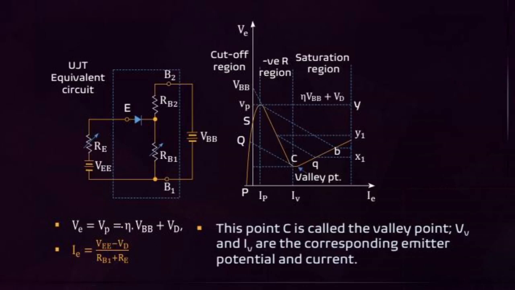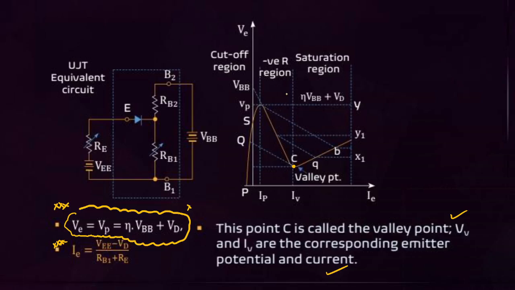Then what is the peak voltage formula? Peak voltage equals eta VBB plus VD. This point C is called the valley point, where VV is the valley voltage and IV is the valley current, corresponding to emitter potential and current. This is the formula for the emitter current, and this is the peak voltage formula.